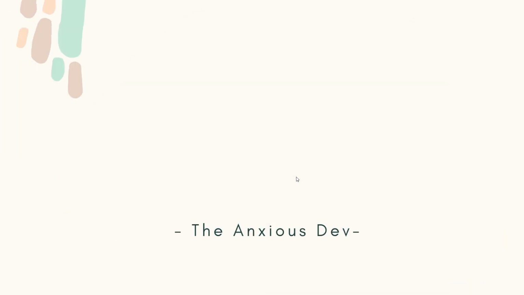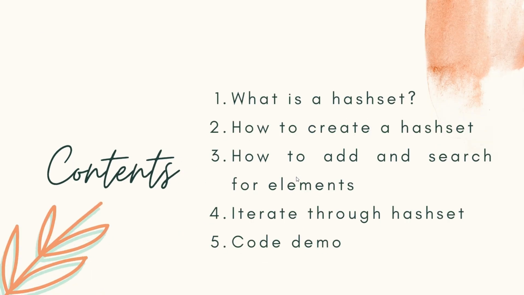Today we'll be talking about HashSet. So let's have a look at the list of contents. Mainly we'll be looking at five things. What is a HashSet? How do we create a HashSet? How to add and search for elements in the HashSet, as well as how can we iterate through our HashSet so that we can have a look at elements one by one. And in the end we'll have a working demo for all the slides that we see.